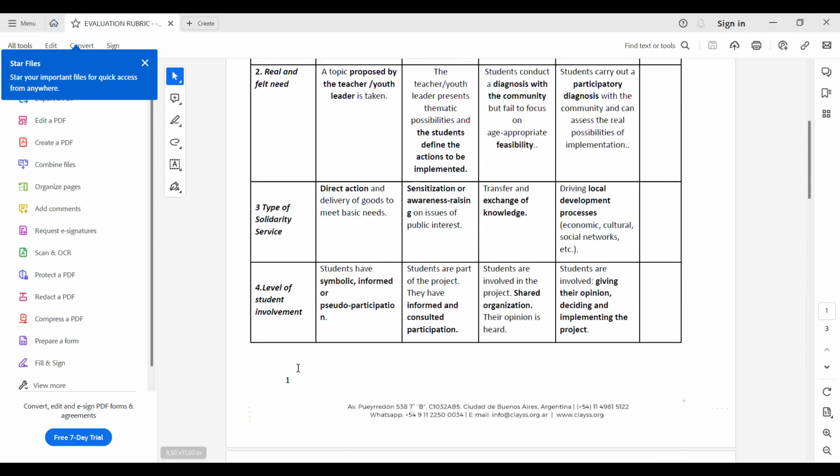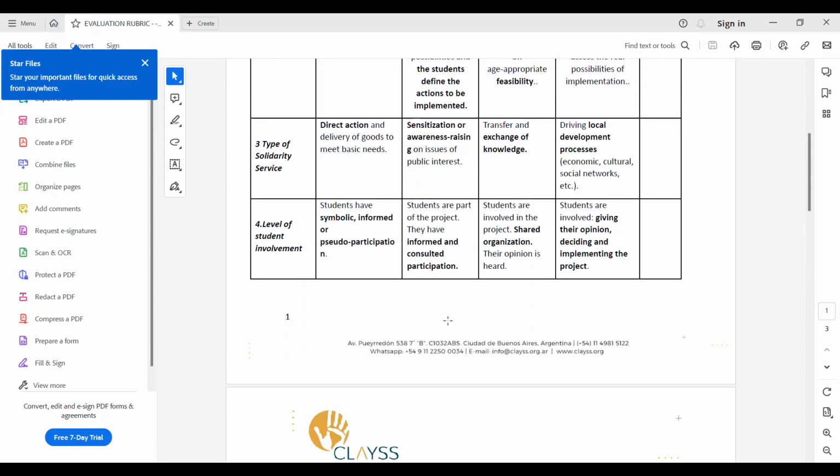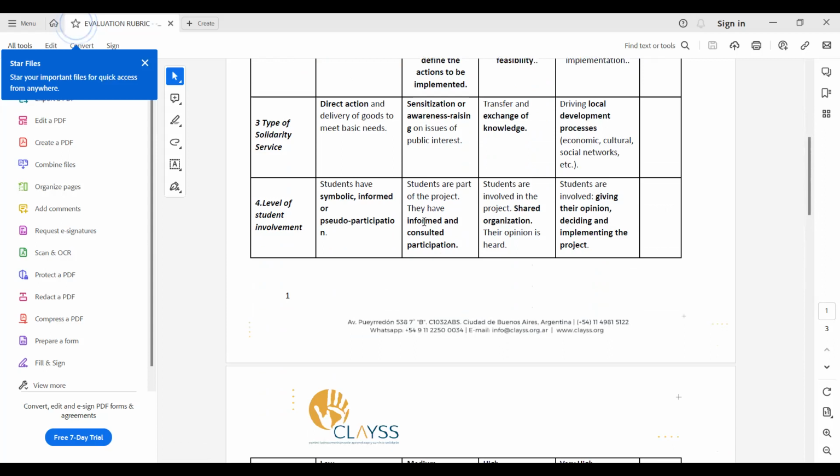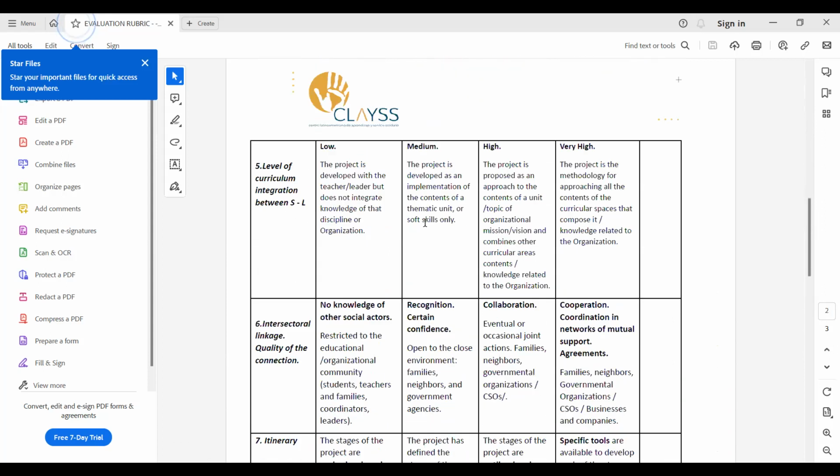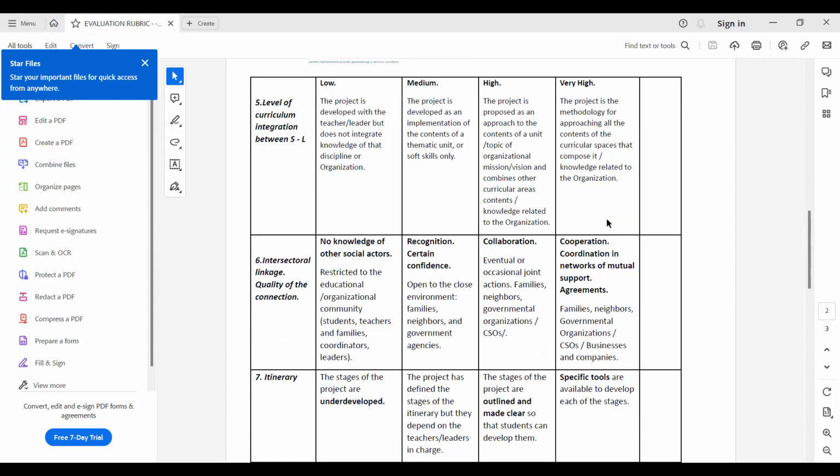So the fourth item is the level of student involvement. You can see that it's symbolic, or if they are really going through the process, reflection in the process, implementing the project, you know, all we have been talking about today and from the last two months. Next is the level of curriculum integration between service and learning. We were talking about that. How do you articulate with the subject they are learning at school, at university, if there is low, medium, high, or very high.